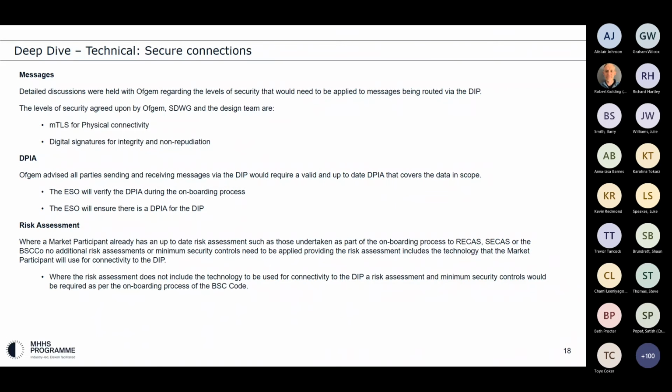And as part of any onboarding, we are expecting the ESO to check that that's the case. Should the market participant not have a valid risk assessment that covers that technology, then there would be a requirement for those systems to meet a minimum set of security requirements, which the ESO should be providing guidance on. Rob, would you like to move on, please?